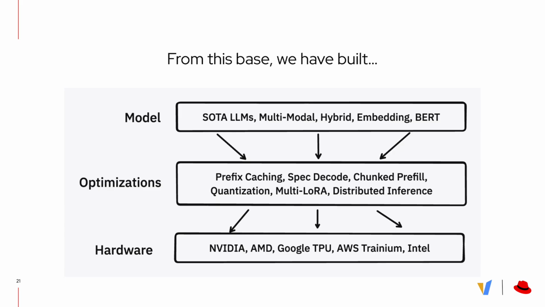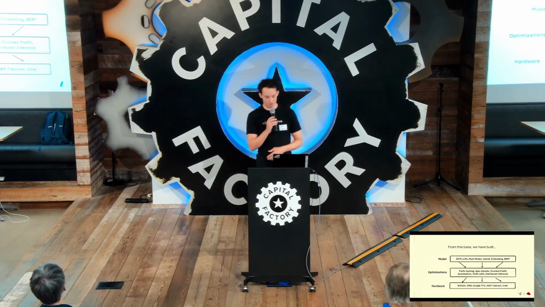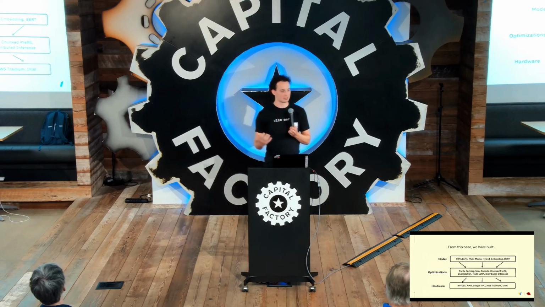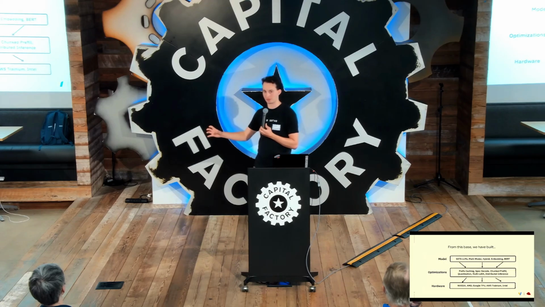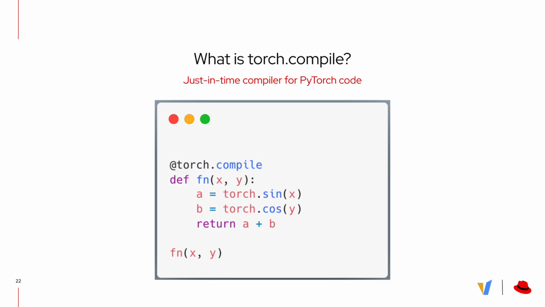So from the base of just PagedAttention and continuous batching, we've built this system that can handle any kind of model, from state-of-the-art LLMs to multimodal, hybrid, embedding, encoder, decoder. It has all these optimizations in it, and it runs on all these kinds of hardware. And I think this vibrant community really comes from this separation of concerns. Model writers can just focus on writing models, and people writing kernels can just focus on writing kernels. Hardware providers can just focus on providing good performance on their hardware. A big way that we achieve this is through Torch.compile. So let's get into it.